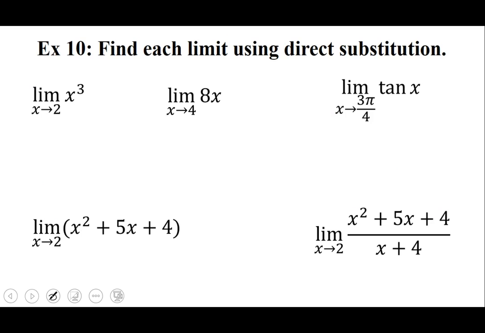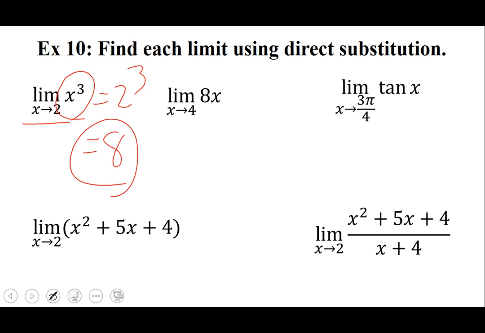And again, this is all it's going to be for tonight. Find each limit using direct substitution. That means whatever the x value is, try to plug it in and calculate it. And if you can, congratulations, that's the limit. So if you plug in 2 and you cube it, you get 8, which yes, that means that is the limit. Plug in the 4, 8 times 4. No algebraic worries there. 32 is the limit.